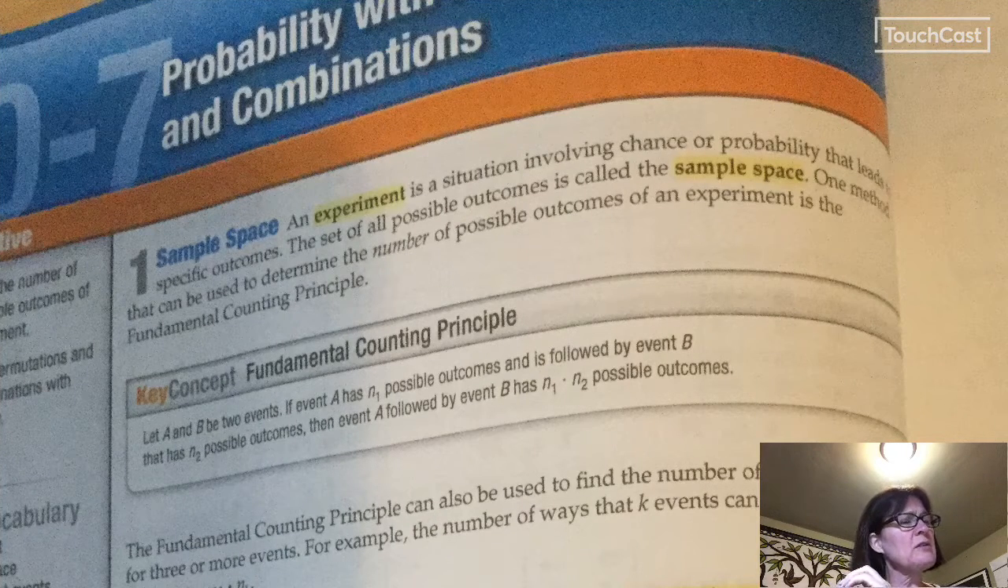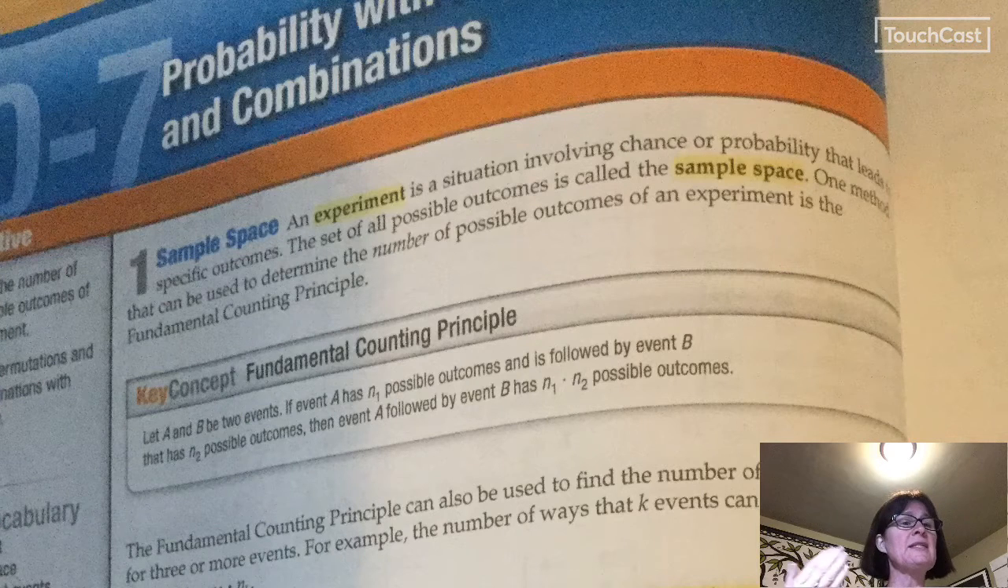Reviewing this chapter is 0-7, so remember there's a chapter 0 before chapter 1 in your textbook. Probability with permutations and combinations. What we want to do is take everything we know about probability and combine it with what's coming up in statistics so that we can use statistics to make guesses, make predictions about what is likely to happen. So just this idea of sample space, I want to make sure we touch on.